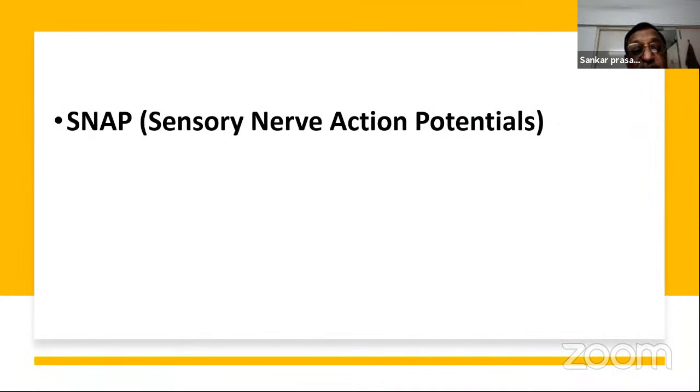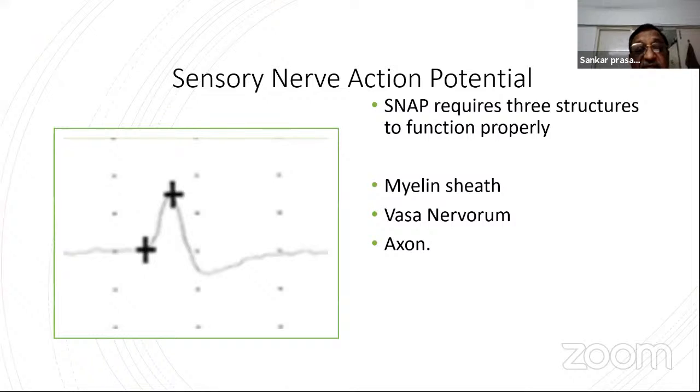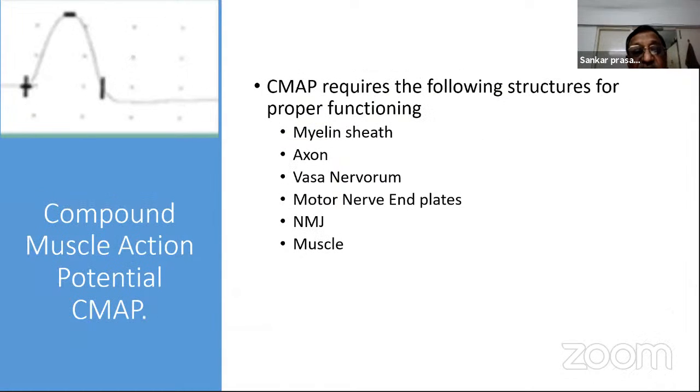electromyography, EMG. The sensory nerve action potentials require three structures to function, that is myelin sheath, vasa nervorum and axon. This is very difficult to elicit, but all of you should get the median SNAP, the ulnar SNAP and the sural SNAP by yourself. You will have to elicit and see the difficulties in it, and the waveform is very important.